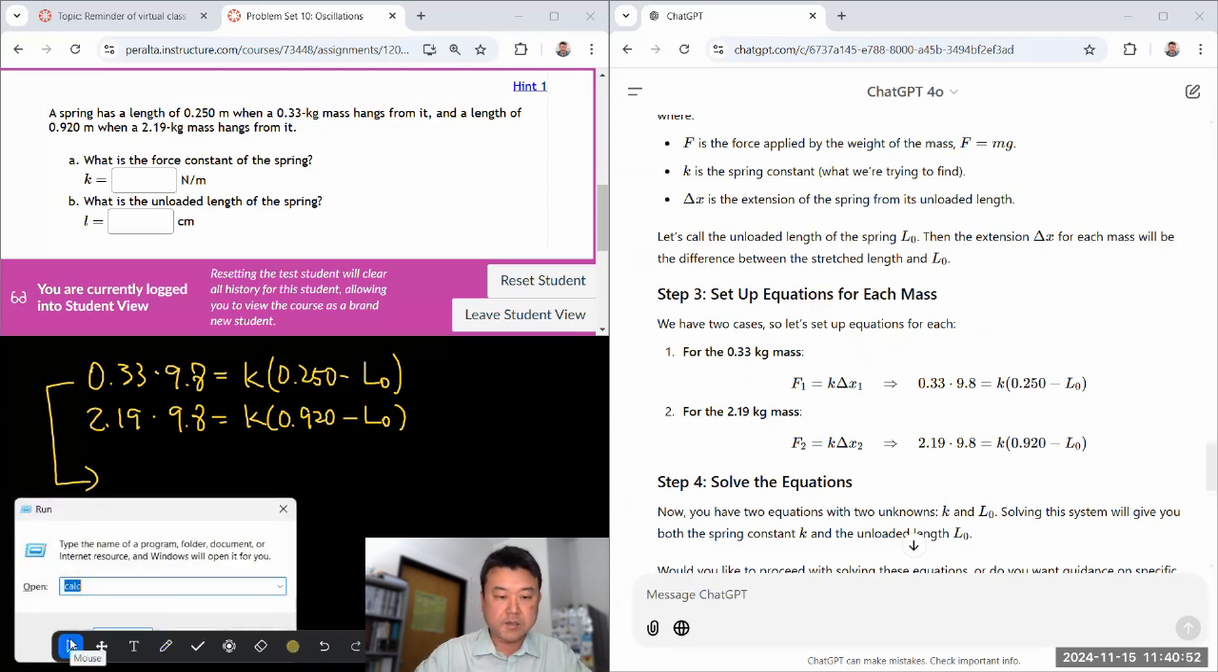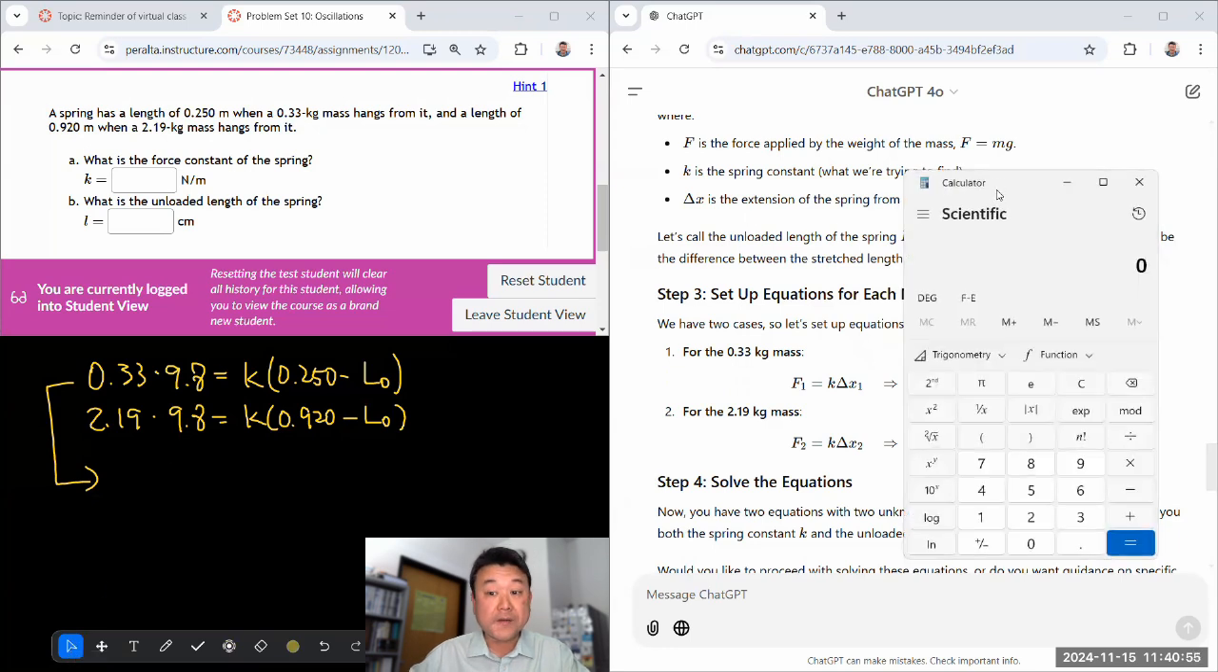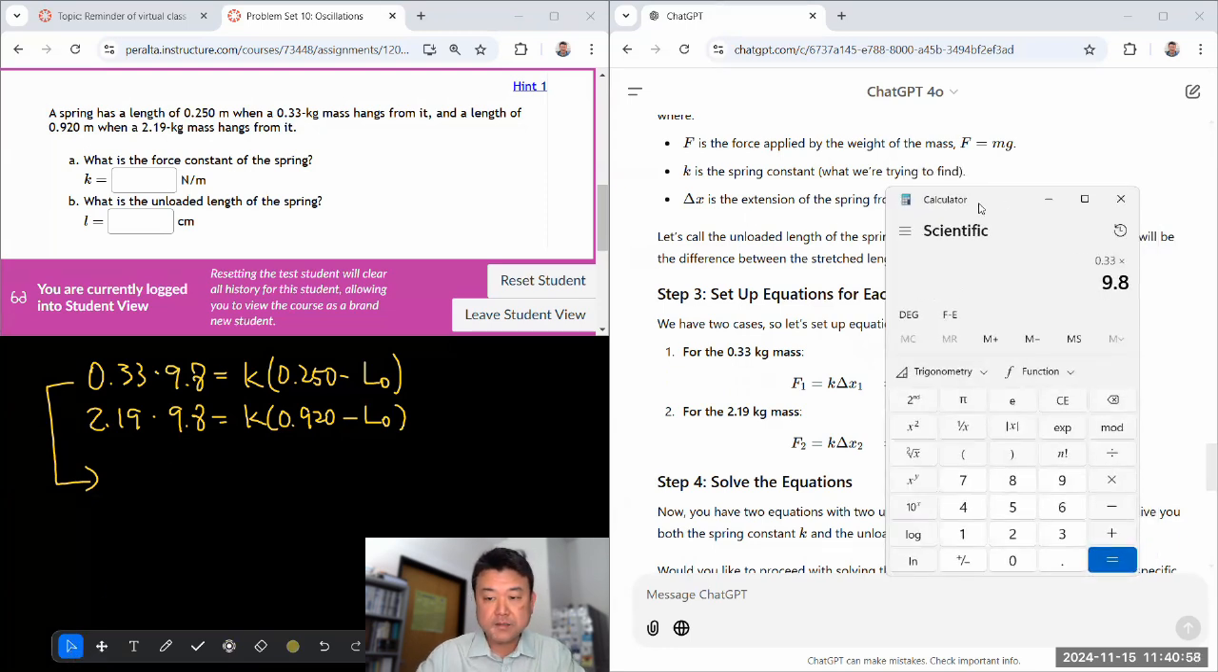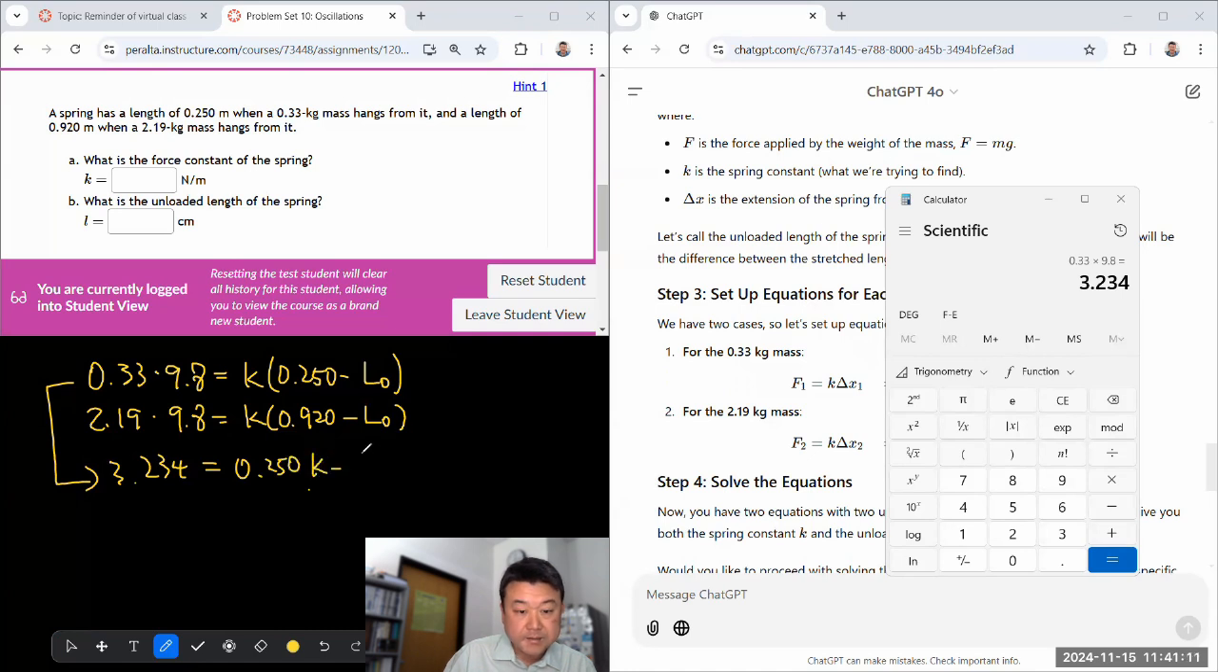I want to just simplify the left hand side, 0.33 times 9.8. So 3.234 is equal to, I'll do this correctly, 0.250 k minus L naught times k, and I'll make the mistake on the second line and then proceed to solve with that mistake still in place. So the left hand side should be 2.19 times 9.8, 21.462.